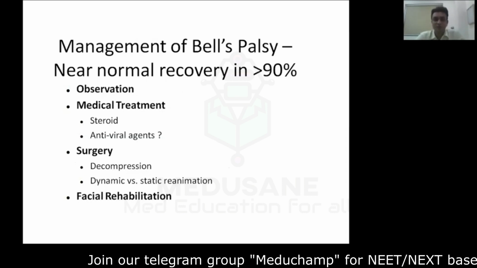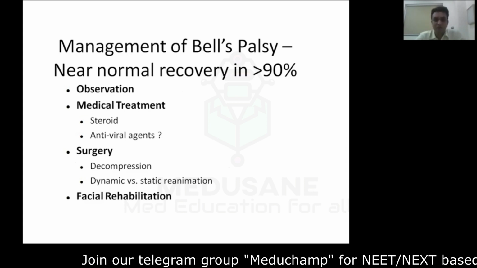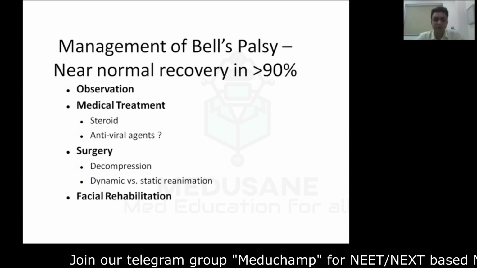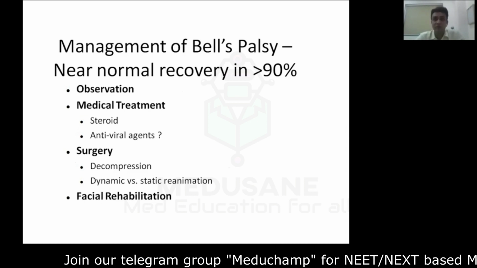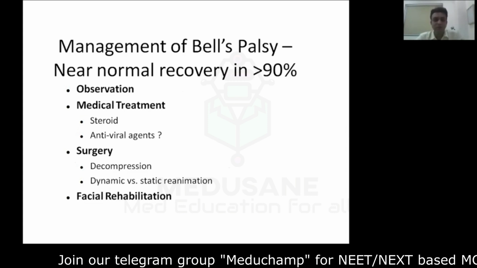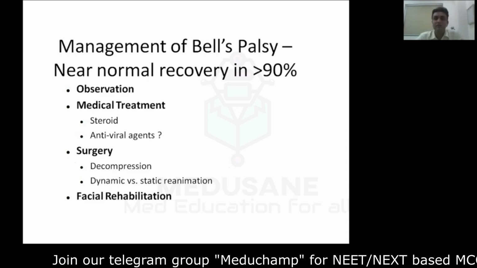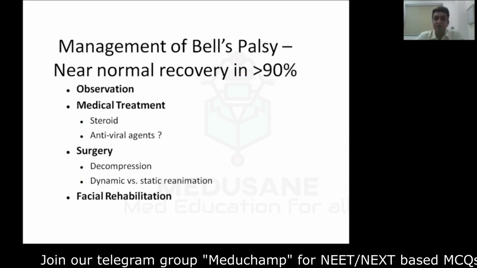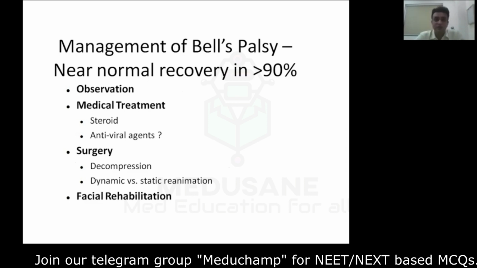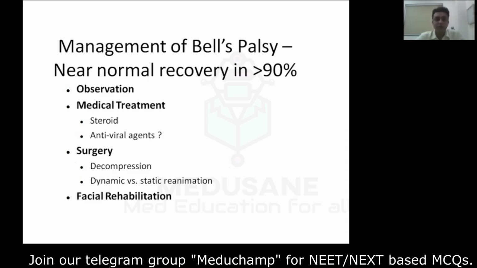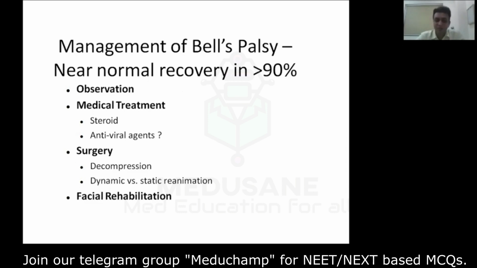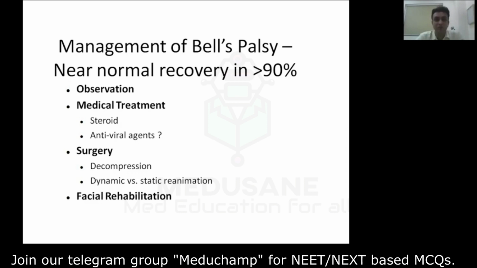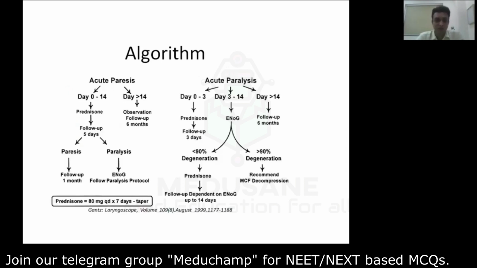Mostly there is near normal recovery in more than 90% of the cases. Observation and medical treatment are given in the form of steroids and antiviral agents. Not everybody is giving them because we are still waiting for agreement. Surgery is done in very selective cases when there is 100% facial nerve palsy that is not improving after steroids, and there are fixed criteria. Or if facial rehabilitation is needed, and dynamic versus static reanimation is required to be done. So that's an algorithm here.